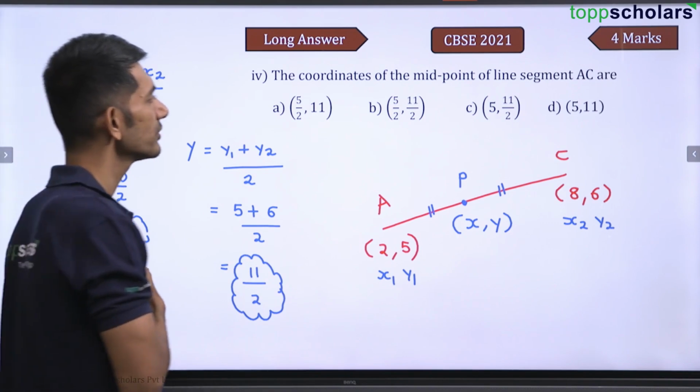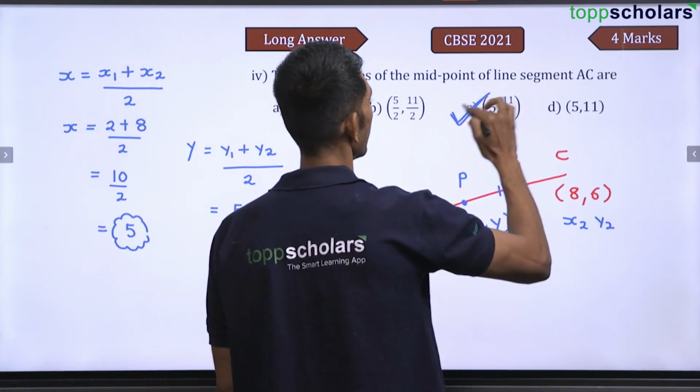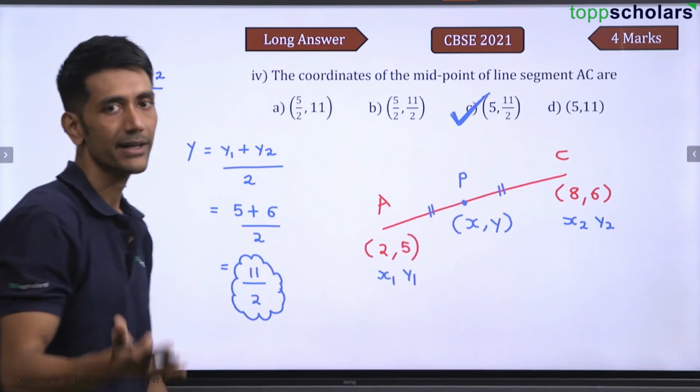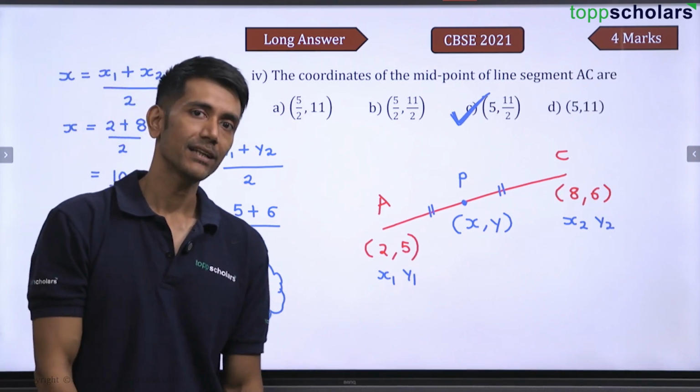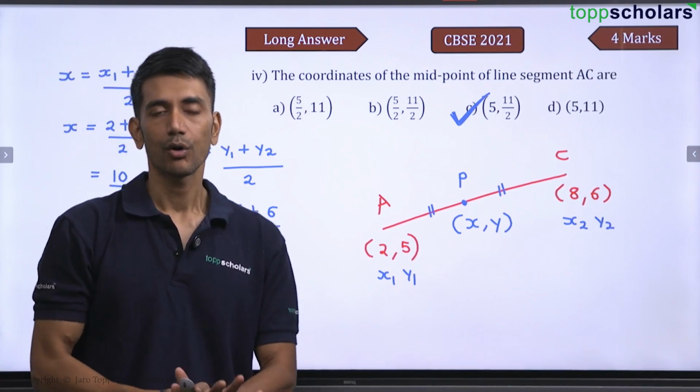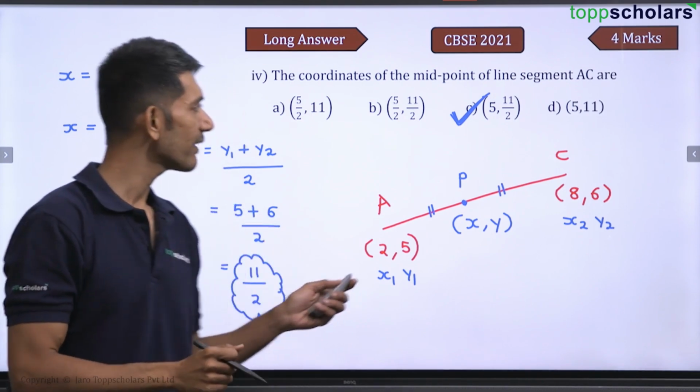Is it there in the options? Yes. So option C is the correct option. I hope you are understanding this. This is an easy question. All we wanted to find out is the midpoint, and we have done that.